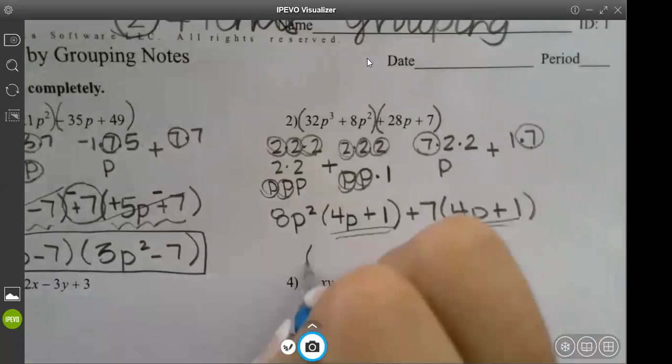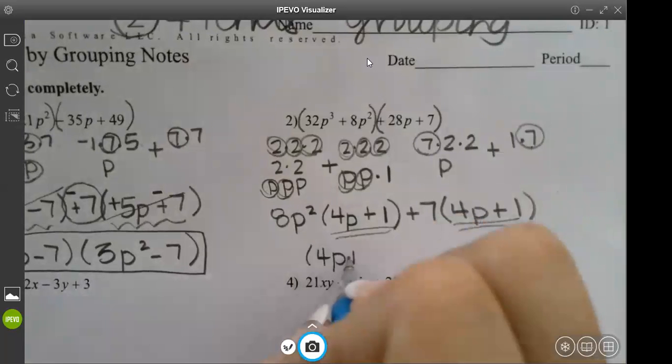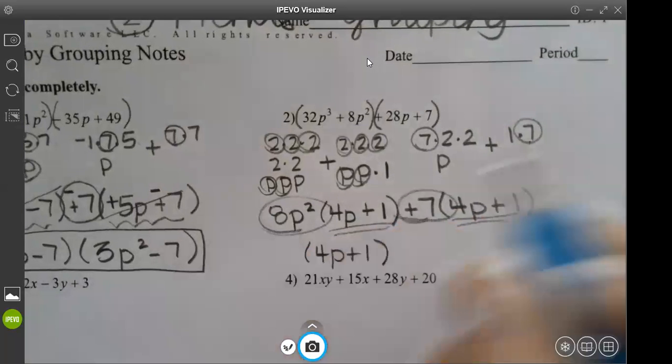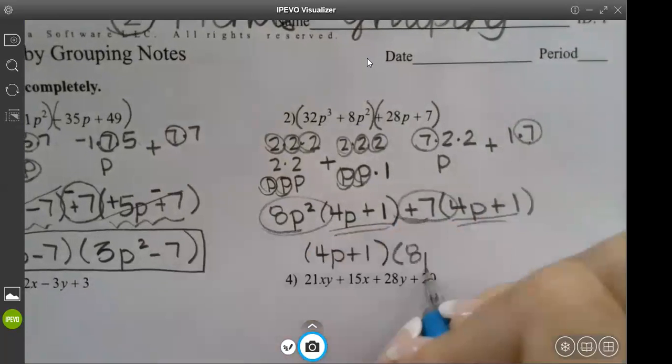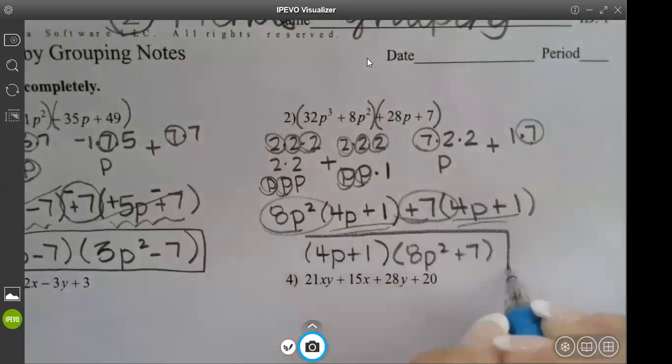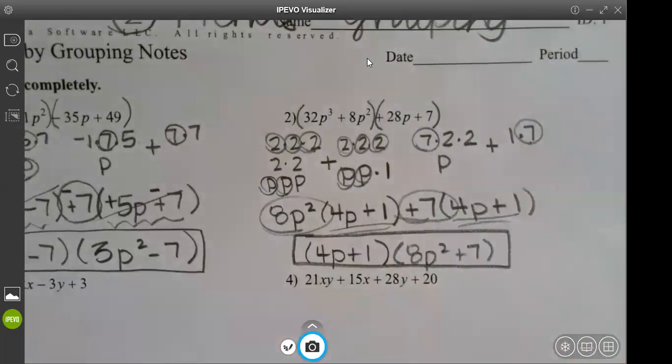So we just rewrite those parentheses. That's your first factor. And then you just read what you had outside of parentheses and write it down. 8p squared and a plus 7. So that's the new part. You know the GCF part. That's the new part.